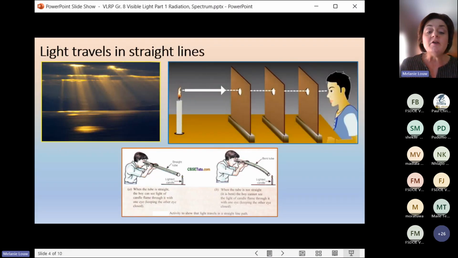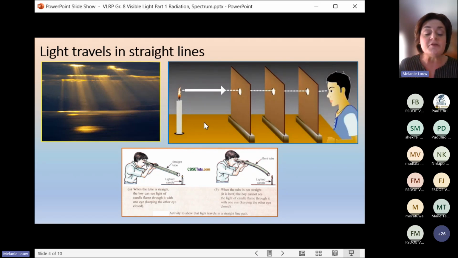Then how can we prove that light only travels in straight lines? You can see there on the picture, the photograph where the sun is shining through the clouds. You can clearly see there that the way that the rays of light are being transmitted is that they are only moving in straight lines. You can see they don't bend or anything. Light moves in a straight line.